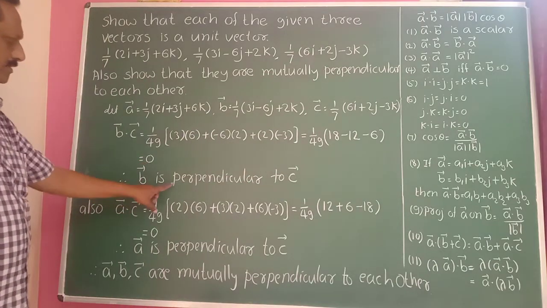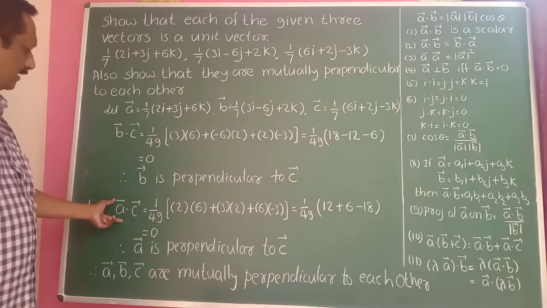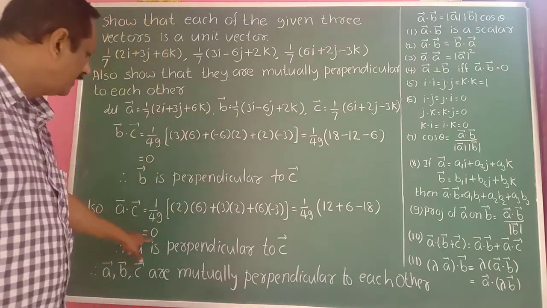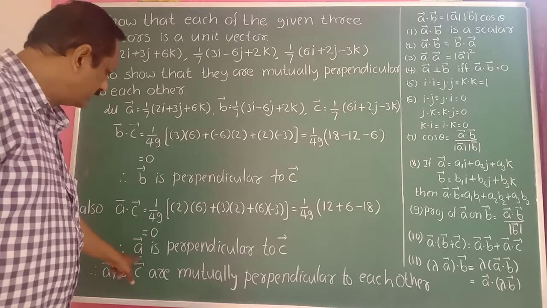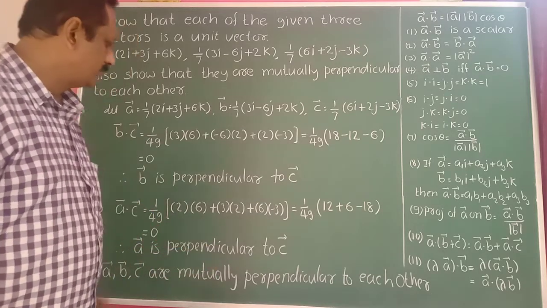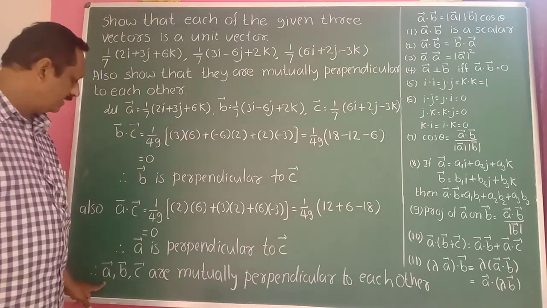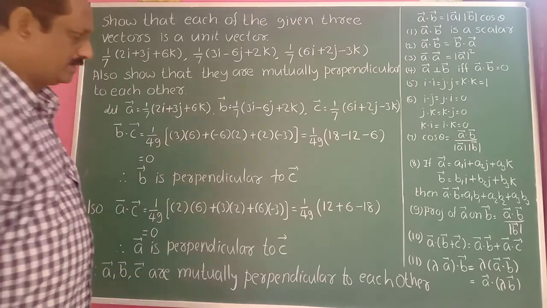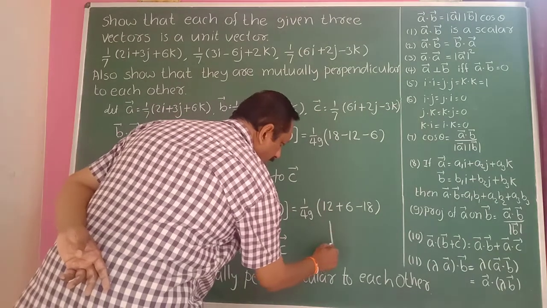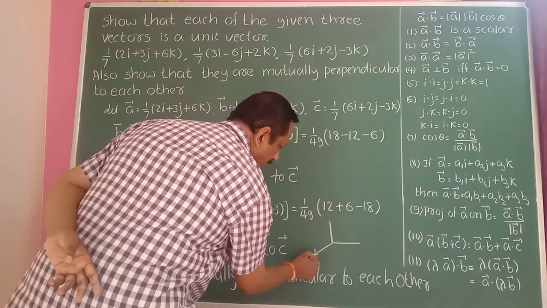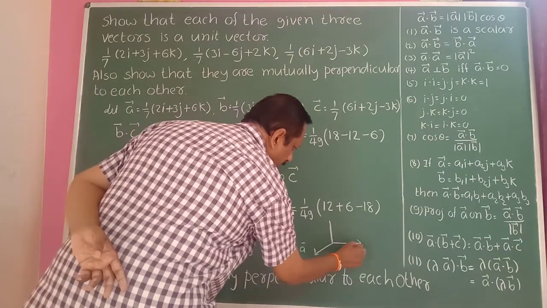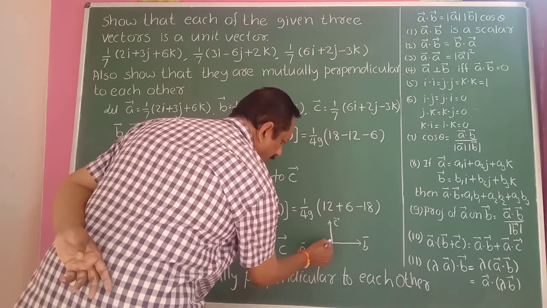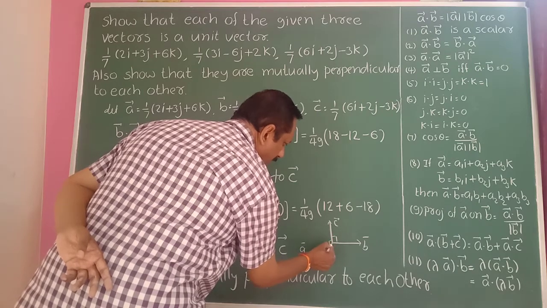As b bar is perpendicular to c bar. Similarly, a bar dot c bar: take this vector and this vector, it's a dot product. Simplify. Again, it gives 0, as a bar is perpendicular to the vector c bar. As we can say, a bar, b bar, c bar are mutually perpendicular to each other. Suppose like this: this vector is a bar, this vector is b bar, and this vector is c bar. Then they are mutually perpendicular to each other.